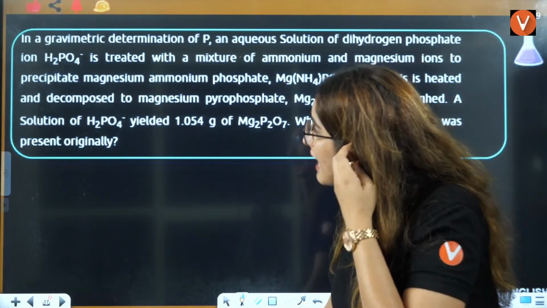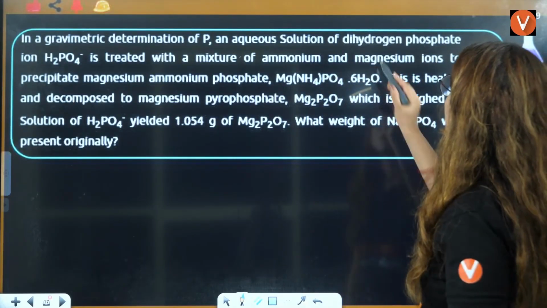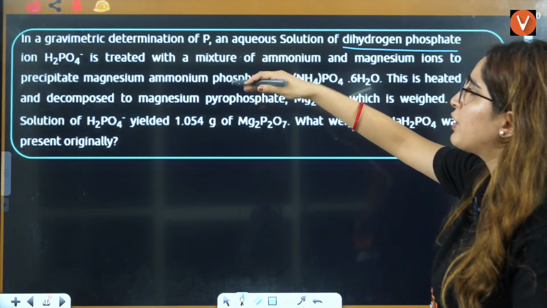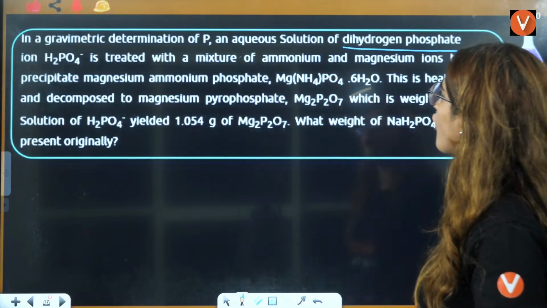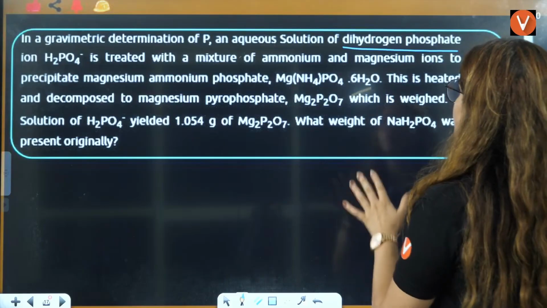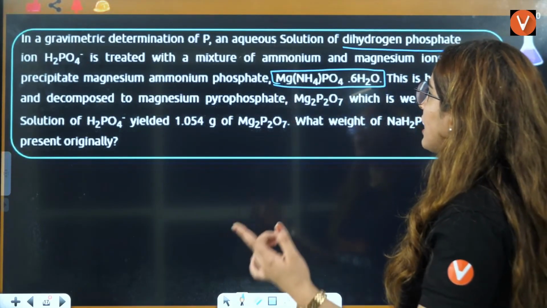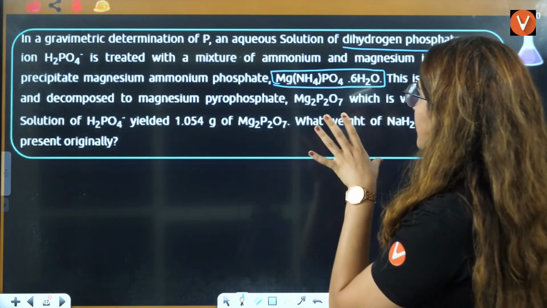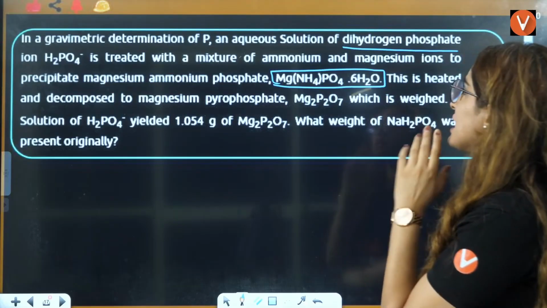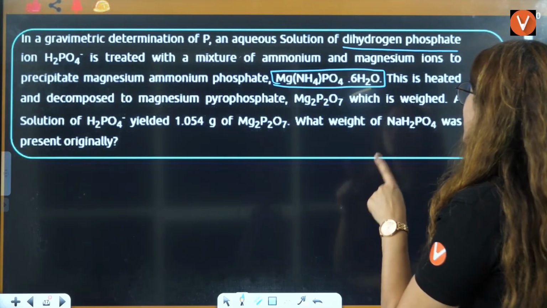In a gravimetric determination of phosphorus, an aqueous solution of dihydrogen phosphate ion, H2PO4 negative, is treated with a mixture of ammonium and magnesium ions to precipitate magnesium ammonium phosphate. That is this, which is precipitated. This is heated and decomposed to magnesium pyrophosphate, that is this, which is weighed.